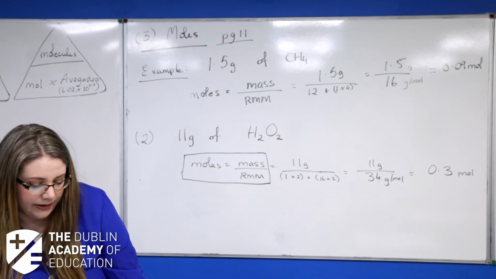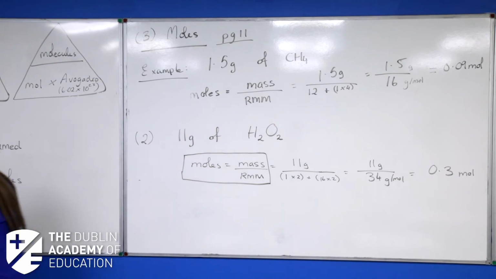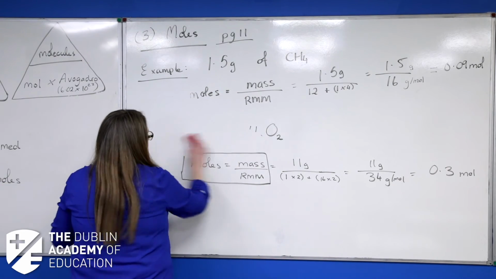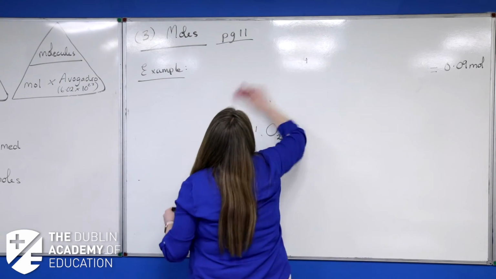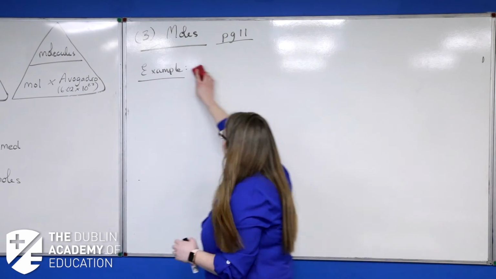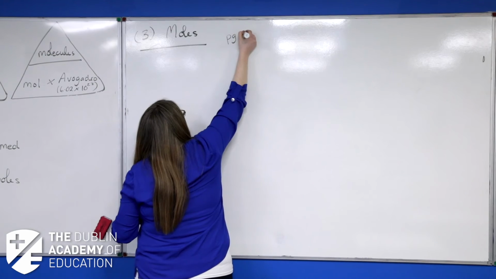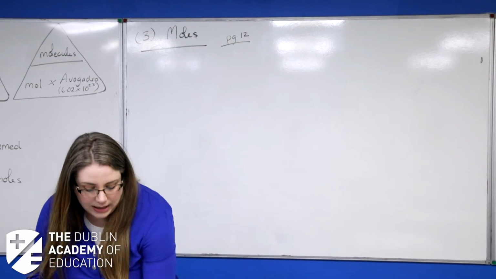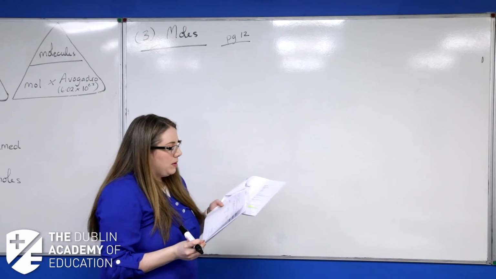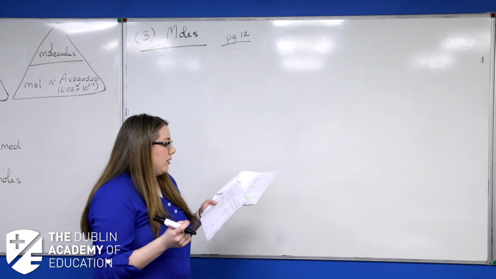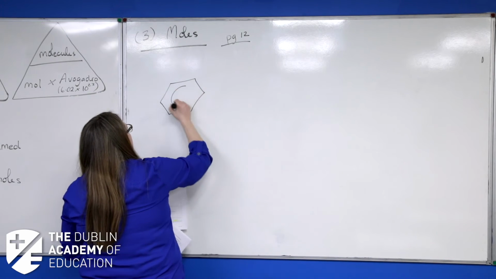Right, let's have a look. So on page 12, I put in an exam question. And this came up in 2016. The structure of cinnamaldehyde is shown. How many moles of cinnamaldehyde are there in 1.65 grams of the pure compound? Now, cinnamaldehyde is what makes cinnamon smell like cinnamon.